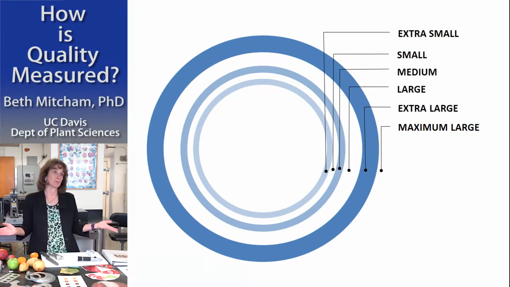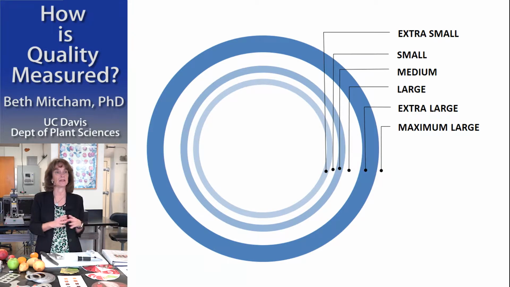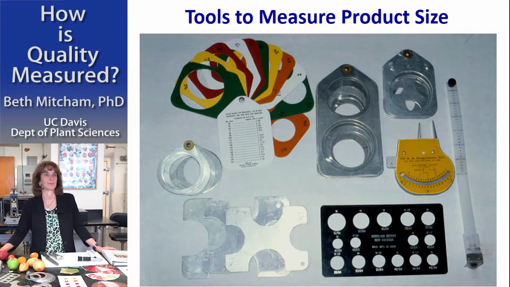You could also just use a simple paper chart like this, just as a guide, and set your product on top and get an indication of whether it should be assessed as an extra small, a medium, or an extra large, for example. So just a very simple chart in this case.